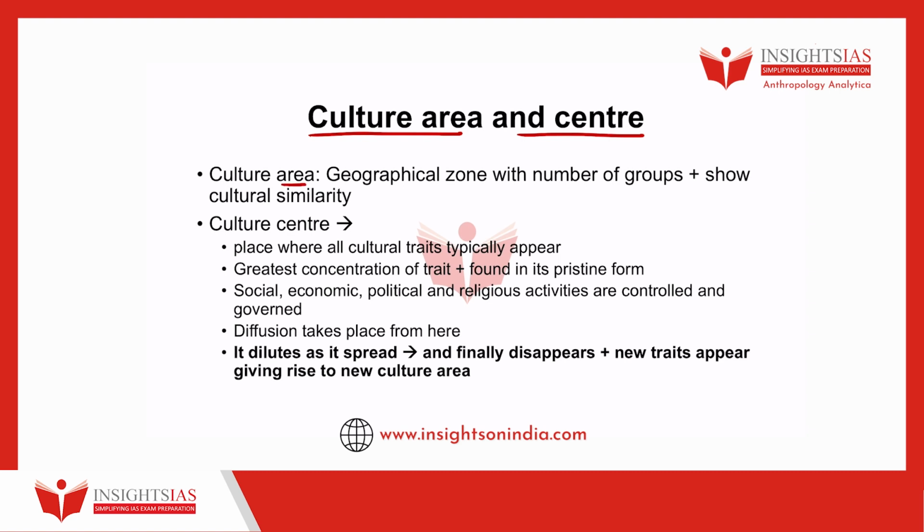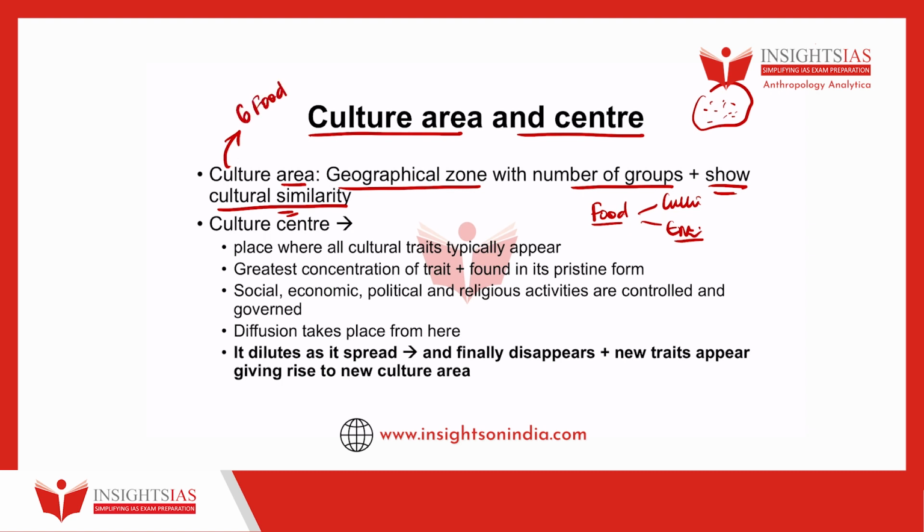If you look at what you will have to write for culture center and culture area: culture area is a geographical zone with a number of groups who show cultural similarity. For example, for coming up with American culture areas, he used food, because food was influenced both by culture as well as environment. So using food as a cultural aspect, he divided America into 6 food areas.